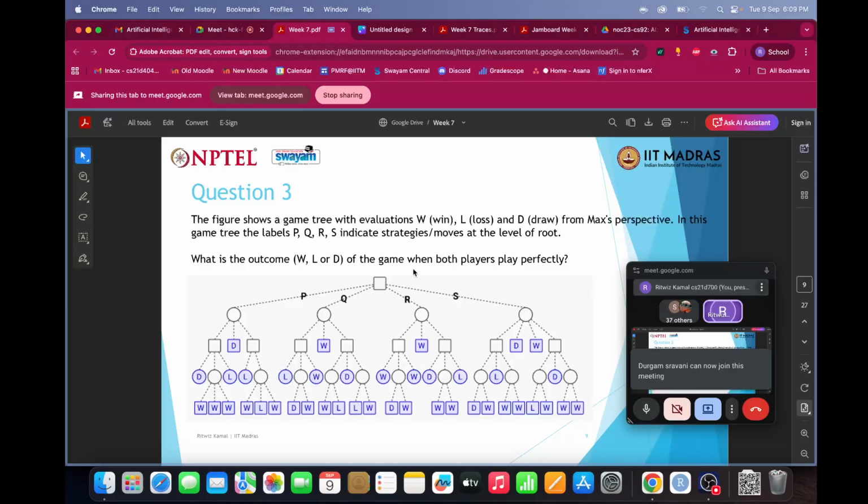Okay, and in this game tree, P, Q, R, and S indicate the strategies or moves at the level of the root. Okay, what we have to do is we have to fill this game tree and decide what is the outcome of this game from Max's perspective again. Okay, and you can assume that a win corresponds to a value of +1, a loss corresponds to a value of -1, and a draw corresponds to a value of 0. With that in mind, I'll let you take some time to fill up this game tree, and then let me know what are the missing values in each of these nodes that are left blank.